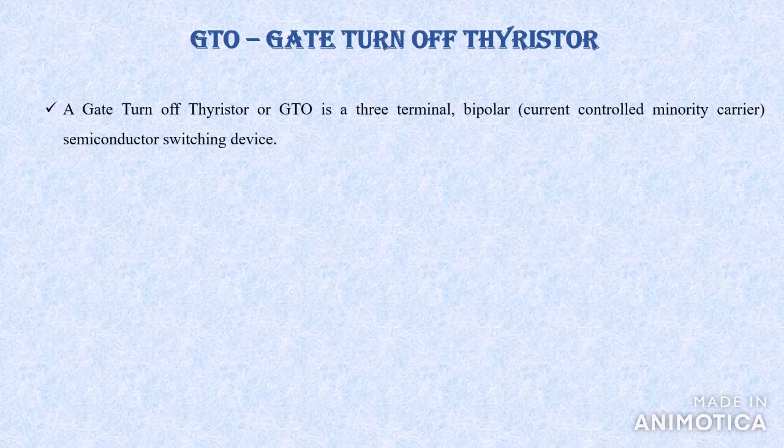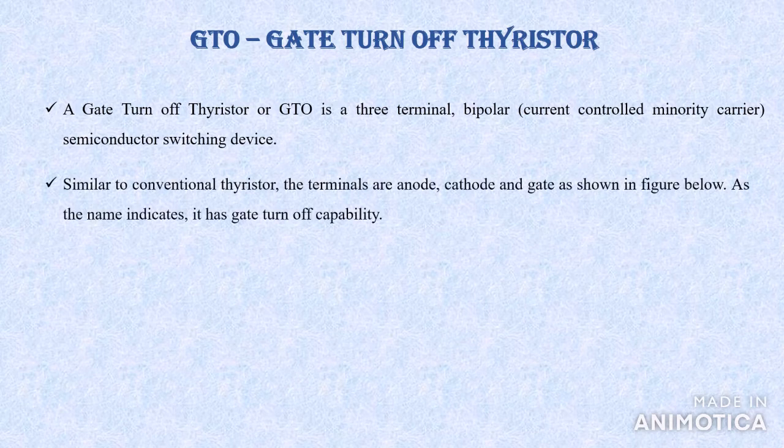This lecture will discuss GTO. GTO is nothing but gate turn-off thyristor. So gate turn-off thyristor is a 3-terminal bipolar semiconductor switching device. Bipolar means the current is due to both majority as well as the minority charge carriers.